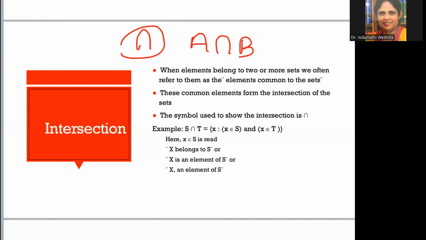In this example, you can go through here, the symbol used to show the intersection, this one. As an example, S intersection T. That means here X belongs to S, X is an element of S, and X is an element of T. I will explain one more example.